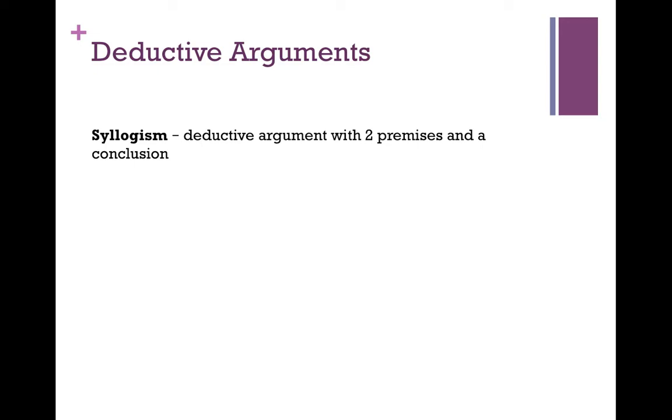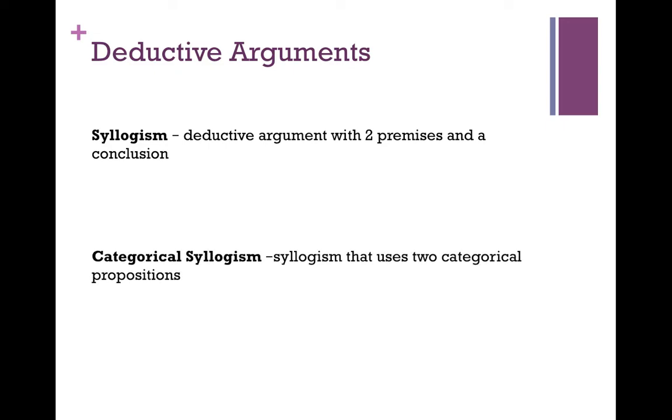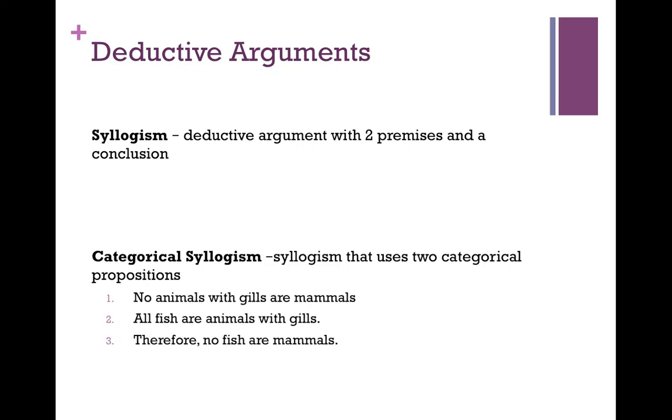And just as deductive arguments come in a lot of different kinds, so too do syllogisms come in different forms. And we're going to focus on one particular form as we move forward, which is called a categorical syllogism. I know I'm throwing a lot of terminology at you right now, but I think it's pretty straightforward. A categorical syllogism is just a syllogism that uses 2 categorical propositions in it. So here's an example. No animal with gills are mammals. All fish are animals with gills. Therefore, no fish are mammals.